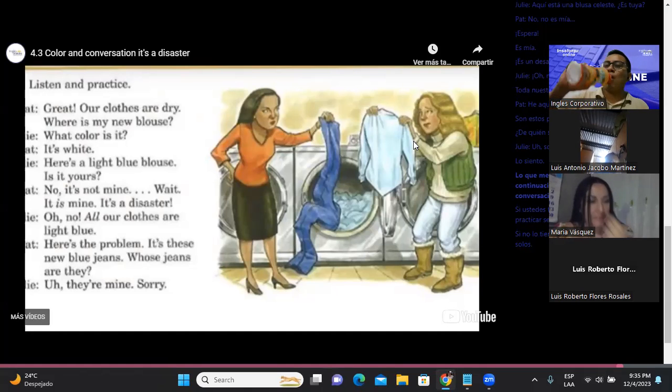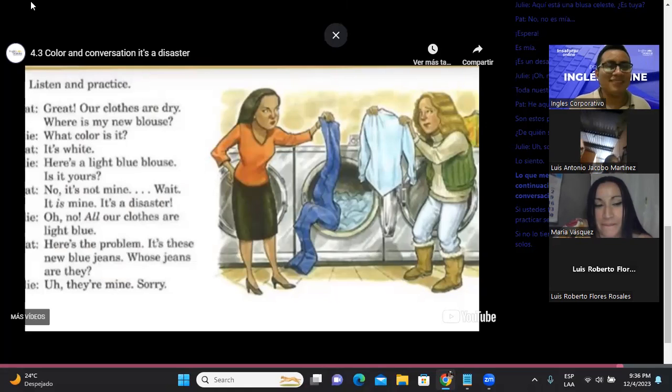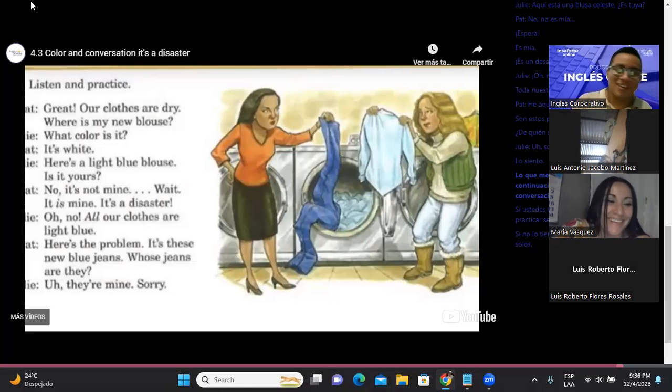Okay. Great. Well, Clores, are dry. What is my new blog? What color is it? It's white. Here's a light blue. Is it yours? No, it's not mine. Why? It is my. It's a disaster. Oh no, other clothes are light blue. Here's the problem. Eat these new blue jeans. What jeans are they? Oh, they're mine. Sorry. Oh, they're mine. I'm sorry.